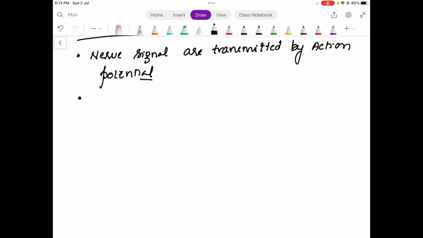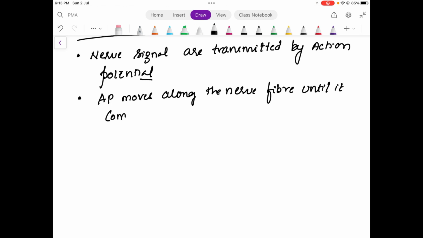To conduct a nerve signal, the action potential moves along the nerve fiber until it comes to the fiber end. Whenever an action potential is generated, it will travel along the nerve fiber until the fiber end.